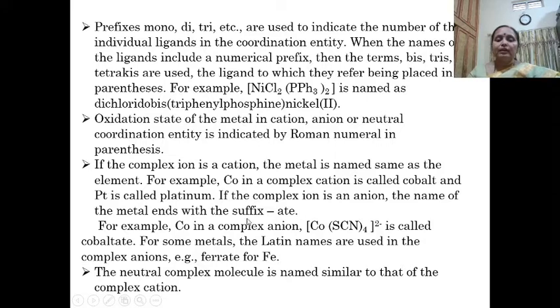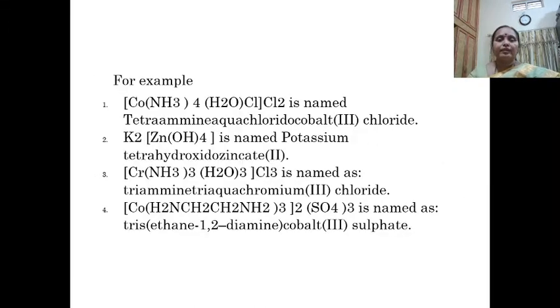For example, in the cobalt complex anion, it is called cobaltate. For some metals, the Latin names are used in complex anions. For example, in case of iron, we call it ferrate. The neutral complex molecule is named similar to that of a complex cation. Let us see some examples.